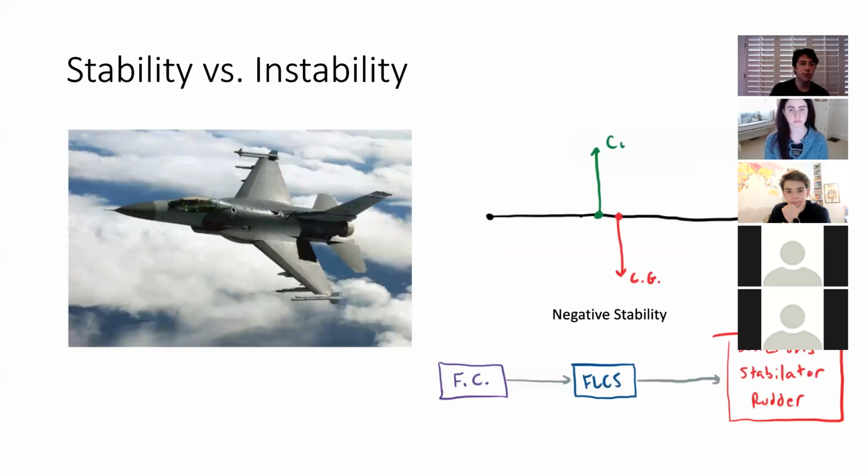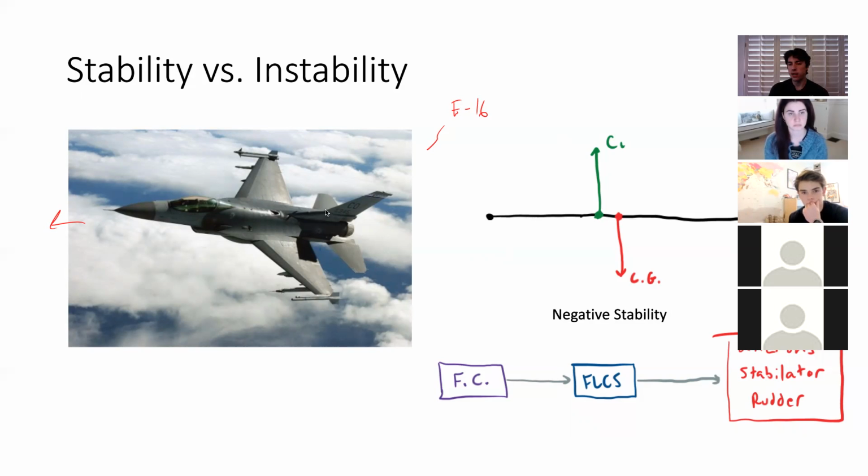So again, this is the stability versus instability. If you think of the F-16 right here, really what it prizes is maneuverability, because when you're in a dogfight, the name of the game is to get on the tail of your opponent and shoot him down. Well, the only way to do that is by increasing your turn rate or decreasing your turn radius. So you have to be super maneuverable.